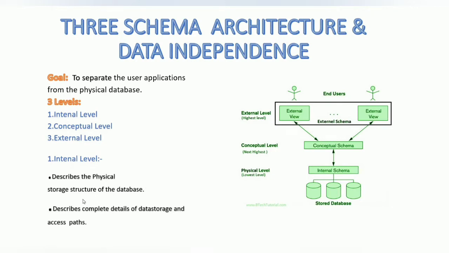One of the data models involved in the internal level is the physical data model. The physical data model describes complete details of data storage and access paths. Data storage and access paths mean how the data is stored and where the locations of the access paths of the data are, that is, the file locations.